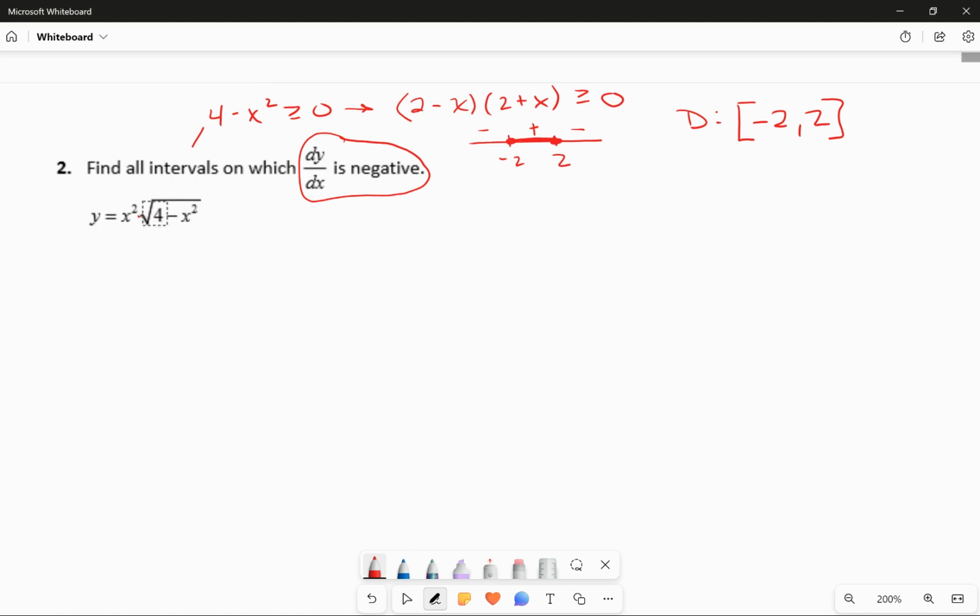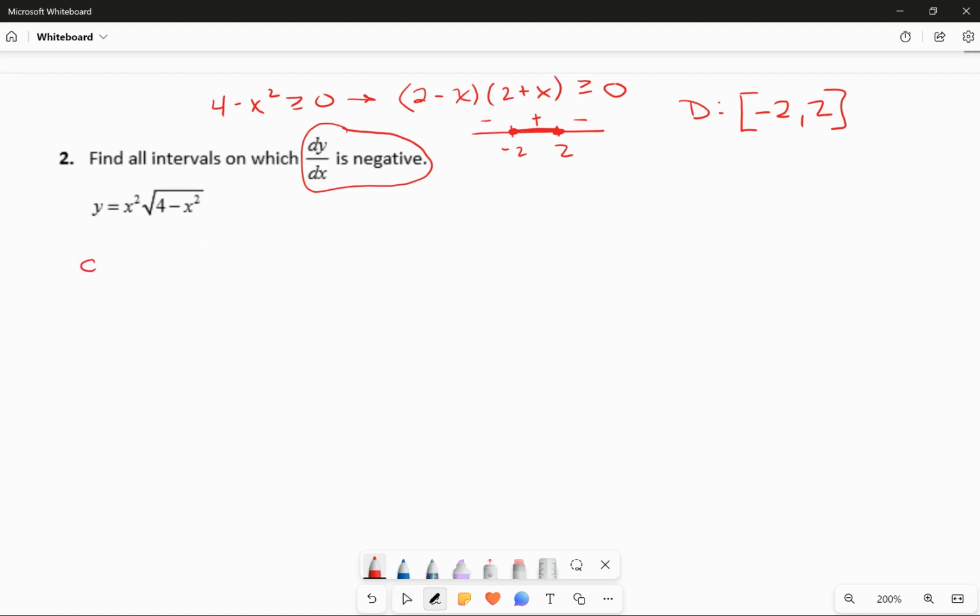Okay, so now let's actually attack the derivative. We're going to approach this in the same exact way that we solved the two examples in number 1. So this is overall a product rule. The derivative of the first is 2x times, we're going to keep the second function exactly the same, plus keep the first function the same, x squared, times the derivative of the second function.